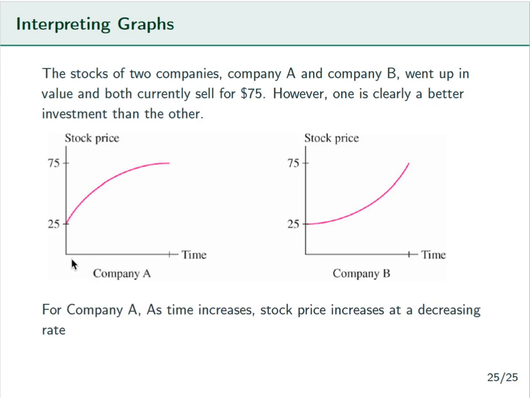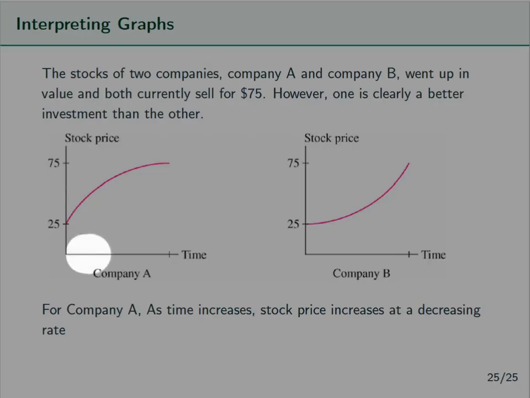Company A: as time increases, stock price increases at a decreasing rate. So what does that mean? How do we think about this? That means for uniform successive change in time, so let's say this amount of time and this amount of time, maybe the first 3 months and the second 3 months. So the first 3 months, months 1, 2, 3, and months 4, 5, 6. So uniform successive change, meaning the same interval of change. So we manually construct this time interval.